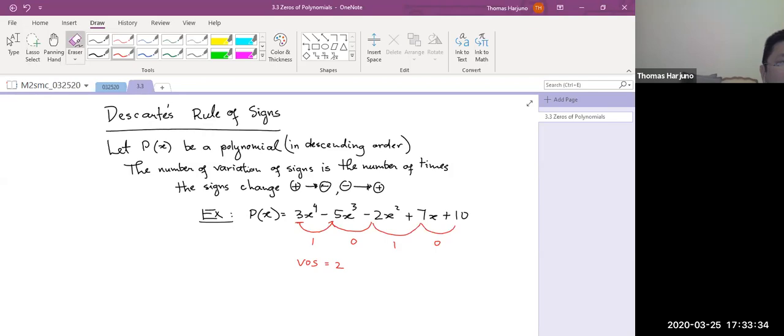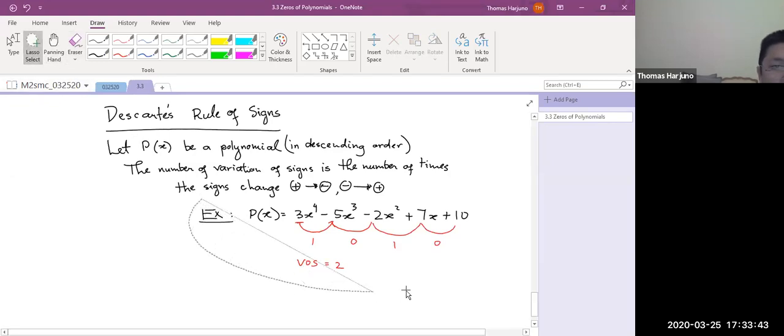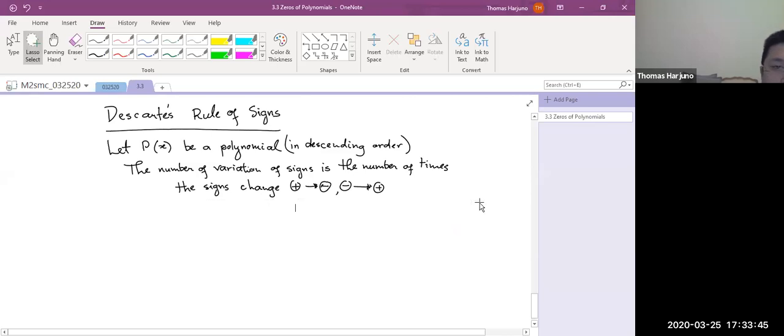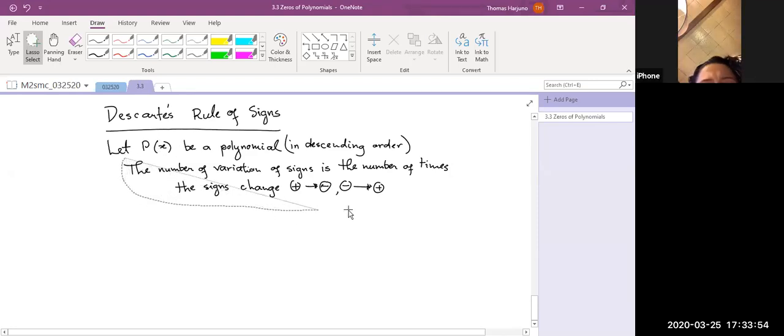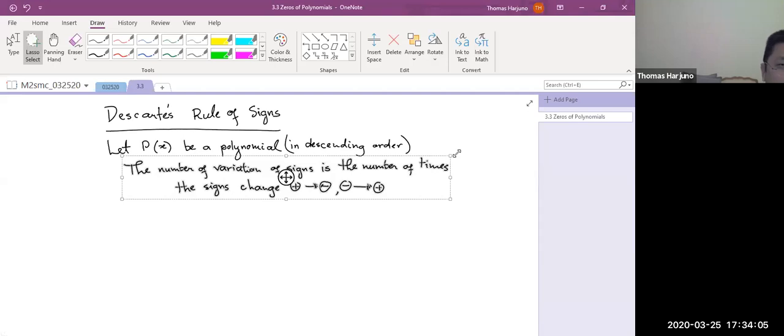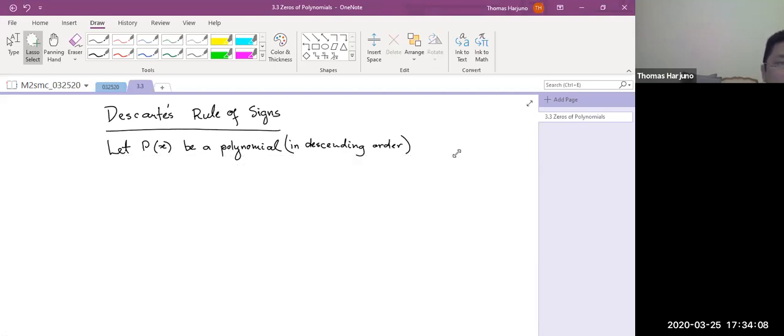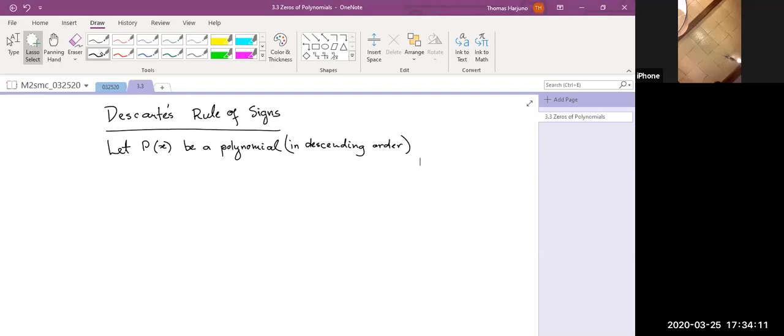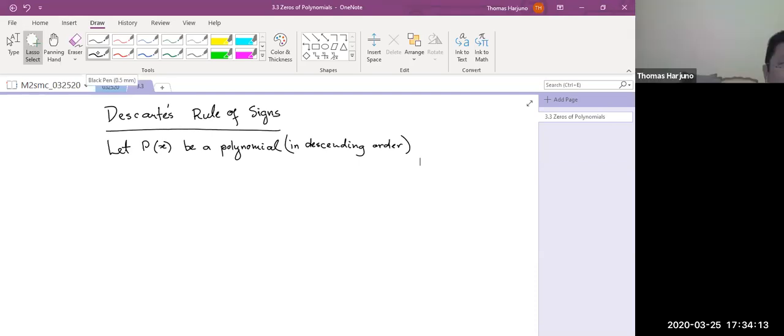Now let me erase this so that we don't get distracted. Oh, by the way, the polynomial I showed you earlier, you can review it on the recording later on, was already in descending order; the exponent starts from the highest and slowly goes down to the smallest. Okay, now let P(x) be a polynomial. Then we go back to the statement of Descartes' rule of signs.